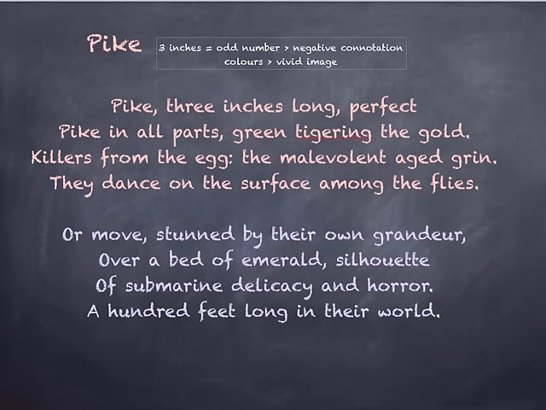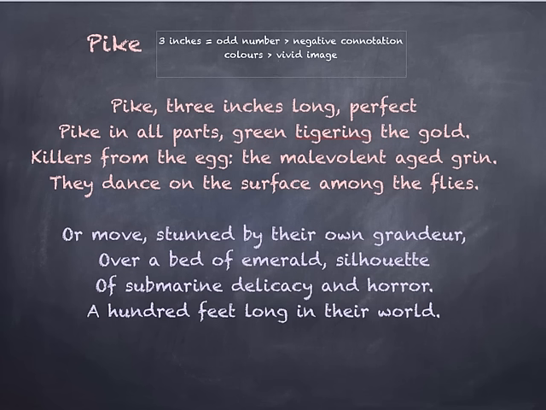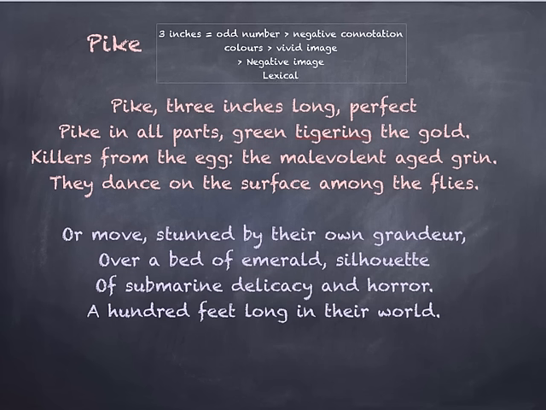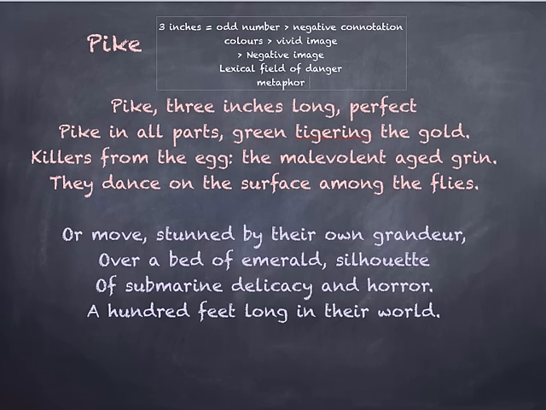"Killers from the egg." Already the phrase "killers from the egg" gives us another negative image. So there's an allusion to the pike as being a killer. We can also see that we are personifying the pike as killers. "The malevolent aged grin": we can see the lexical field of danger. "They dance on the surface among the flies." Here, we can analyze this as a metaphor, because they dance on the surface among the flies. We can also make use of personification.